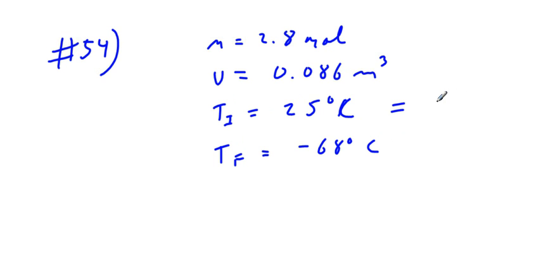Okay, well, we're going to want these in Kelvin. So this is 297, right? And the other guy is 205 Kelvin. So we want to change it to Kelvin before we even read what they want us to do. Find the final volume of the gas.